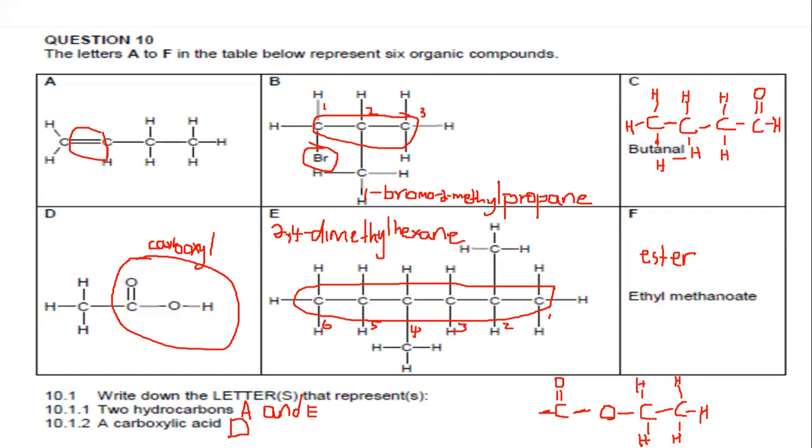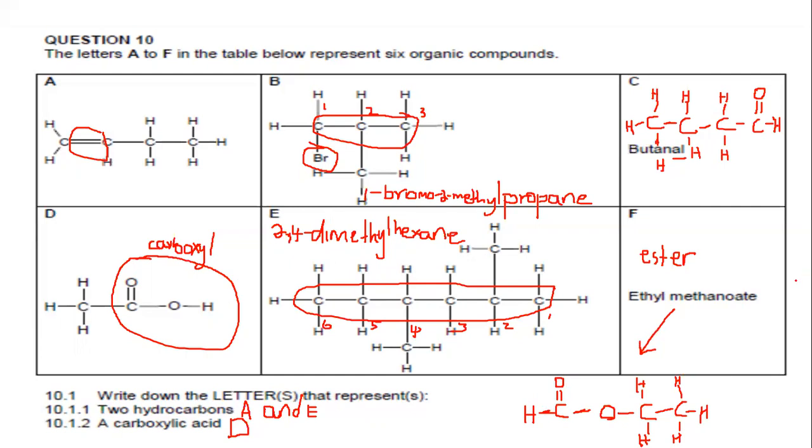And they say methanoate. So methanoate, we know it was from methanoic acid. And methanoic acid has only 1 carbon, which is this carbon with this. So it means on this, I have to close it.